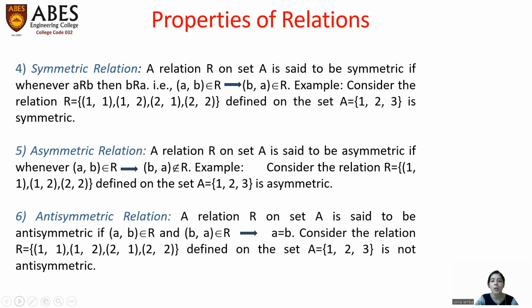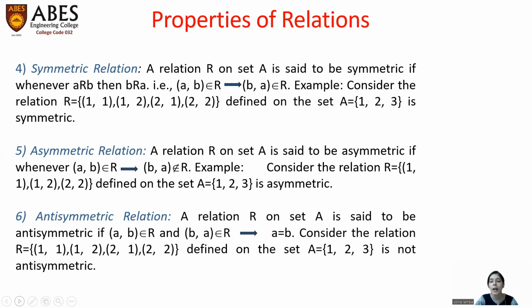Now a relation R, which is defined on the set A, is said to be an asymmetric relation if whenever A comma B belongs to the relation, then B comma A does not belong to the relation. So whenever A comma B is in the relation and B comma A is not in the relation, in that case, we will say that the relation is an asymmetric relation.